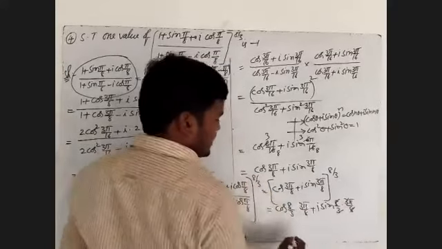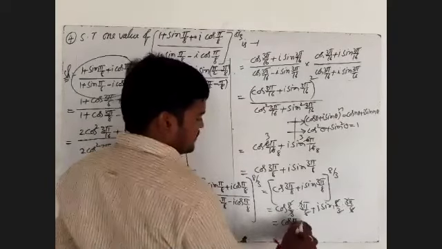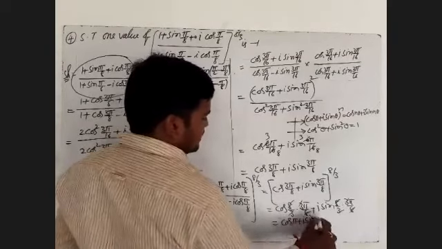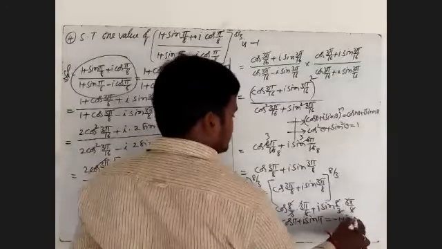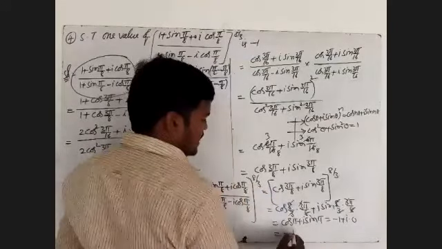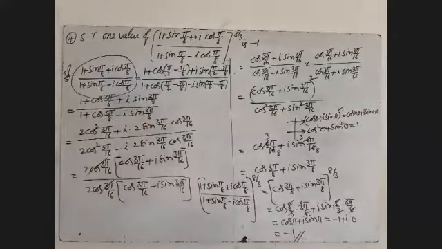The 8s cancel, the 3s cancel. Remaining we have to write cos pi plus i sin pi. Cos pi is nothing but minus 1, plus i into sin pi, which is 0, so the value is minus 1. This is the proof of the given one.